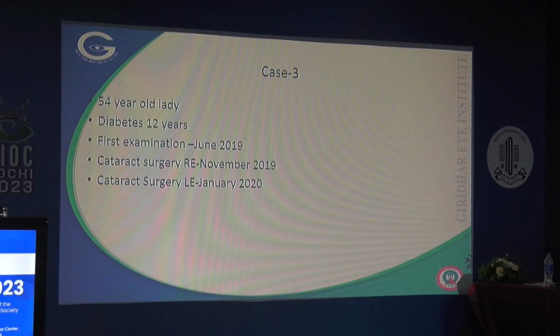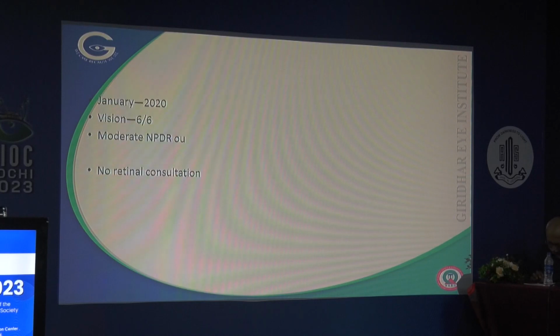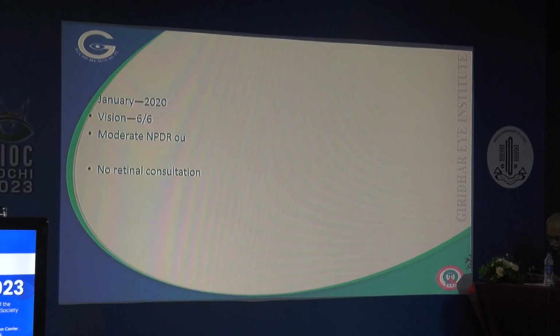Now, the third case is indeed a very interesting case. This again is from our own hospital. This patient was treated in the community section. This patient underwent cataract surgery in the right eye and left eye in a short gap, and with diabetes of 12 years duration. Visual acuity fantastic, 6/6. But she had moderate non-proliferative diabetic retinopathy, but unfortunately the patient was not referred to the retina clinic.